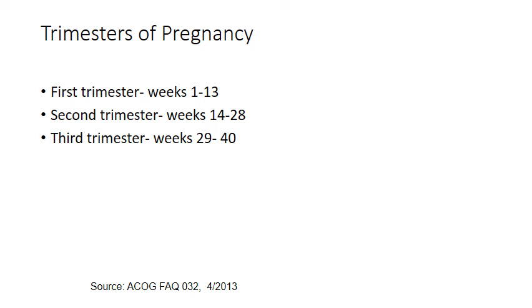Trimesters of pregnancy. Sometimes you'll see these vary a little bit according to what source, but the first trimester is normally 1 to 13 weeks. The second trimester is normally 14 to 28 weeks. And third trimester is 29 to 40 weeks.